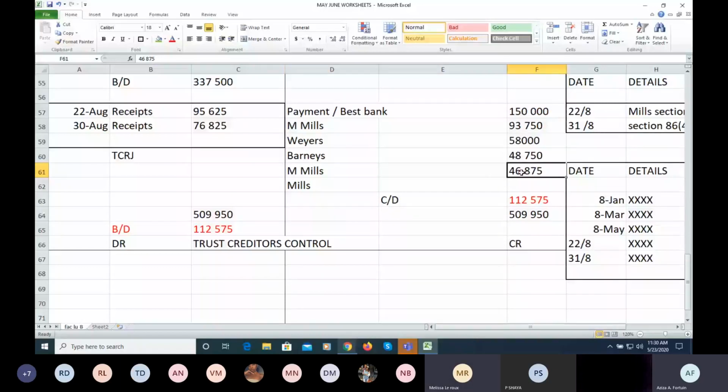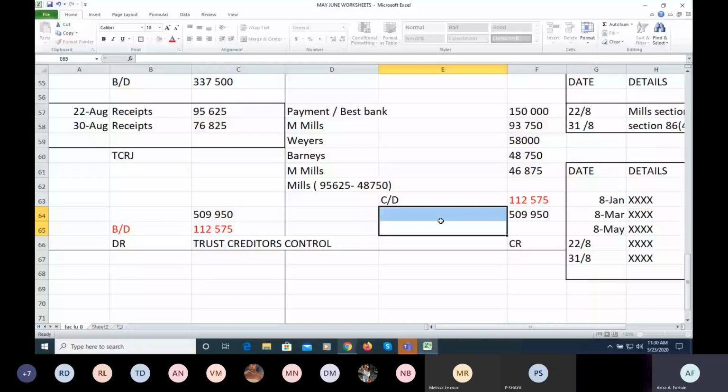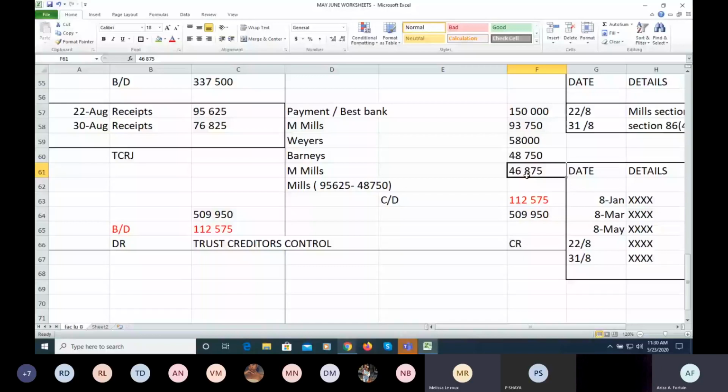You see, they said, on page 22, Morgan Attorneys withdrew the investment on the 3rd of August and received 95. So let's just put it in brackets here. So 95,625 minus your 48,750. That will give you the 46,875 because he received 95,000, but he paid 48. So it's the difference between the two. Oh, I understand. Okay. Yes, thank you so much.